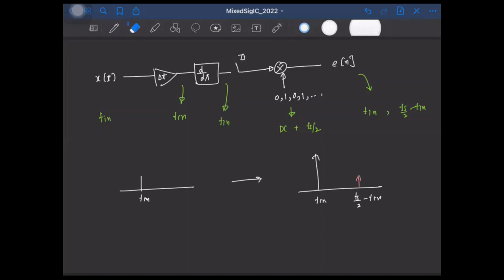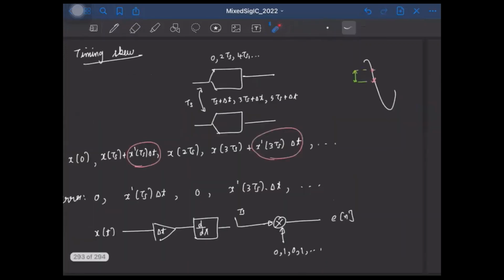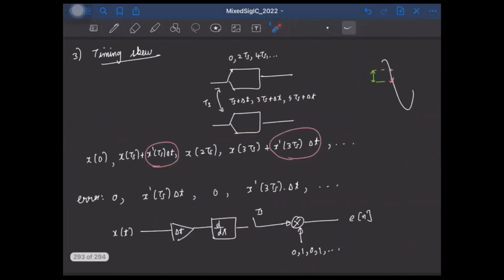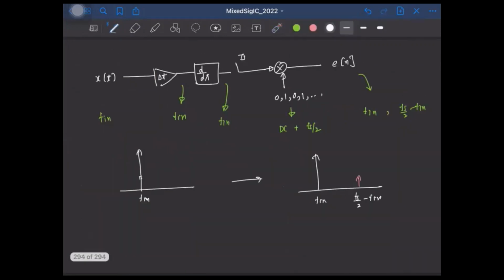So let me draw it also taller. Okay. So you can see that the error you get or the spectrum you get is very similar to what you had when you had the gain error mismatch, right? Even for the gain error mismatch, you saw that you got a tone at Fs by 2 minus Fn, right? And let's see how this timing skew error can be corrected.